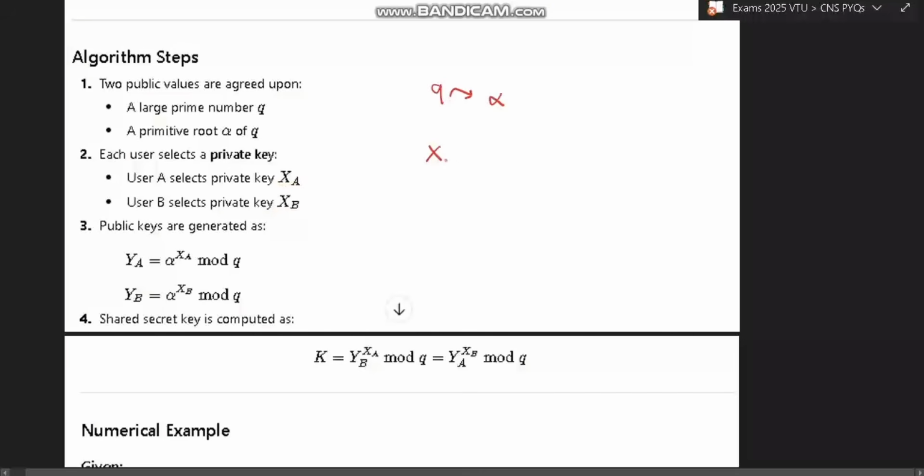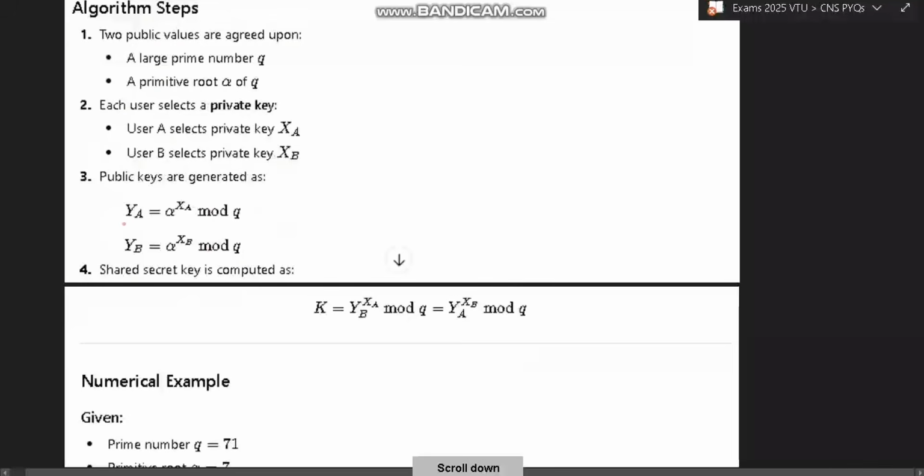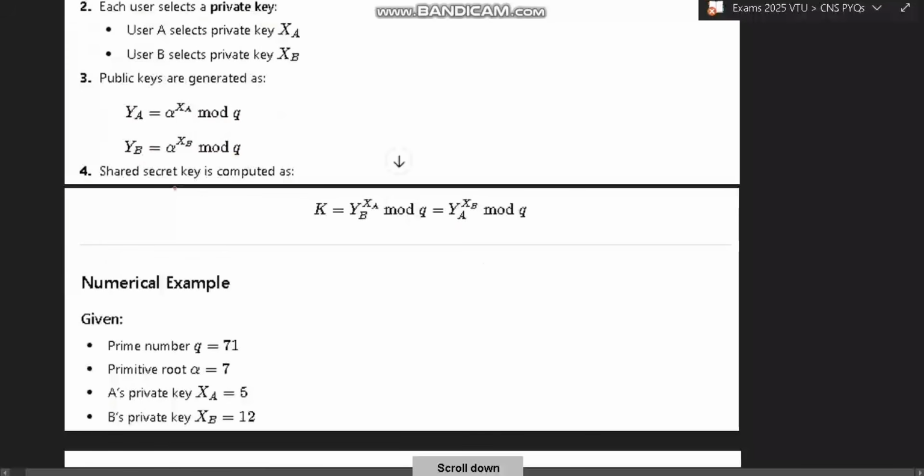After that, you have to choose two private keys, XA and XB, and calculate the public keys, YA and YB. Okay, like that. Now, how do you calculate YA? Alpha power XA mod Q, and YB will be alpha power XB mod Q. After you have calculated YA and YB, the shared secret key is computed as follows: K is equal to YB power XA mod Q and YA power XB mod Q.